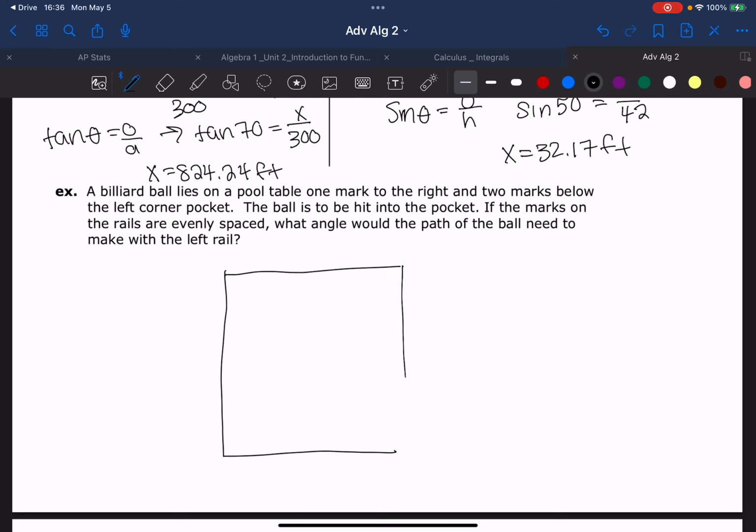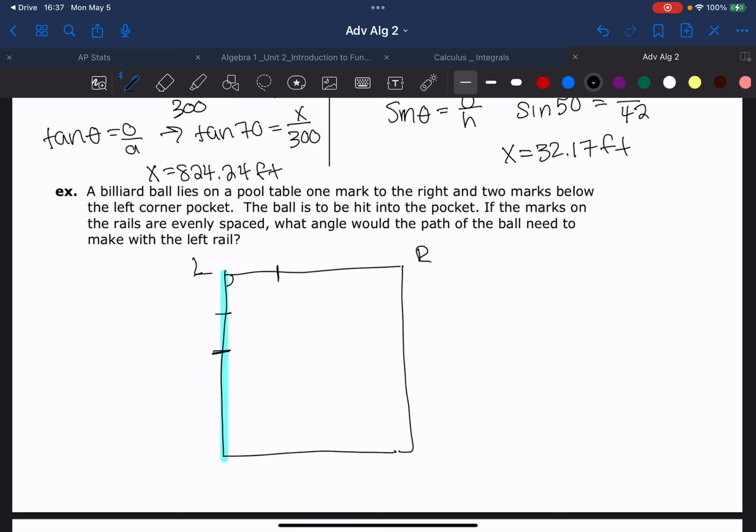So this is a billiard table, okay? And then it's saying that on this billiard table there are marks on either side. Well, it says it lies 1 mark to the right, okay, and 2 marks below the left corner. Well, this is the left corner right here, okay, and this is the right corner, so 2 marks would be right here. And it says what angle would the path of the ball need to make with the left rail. So it wants us to only use this side here, okay?